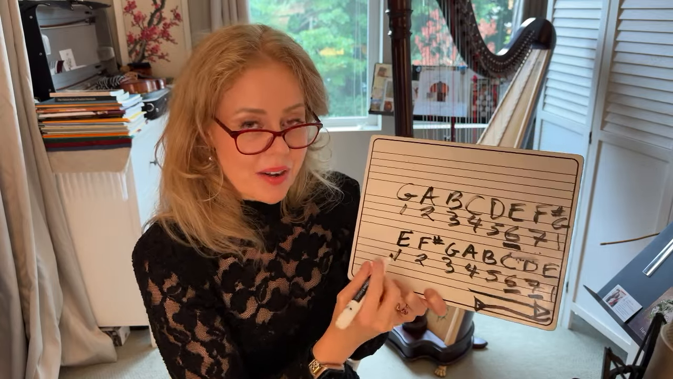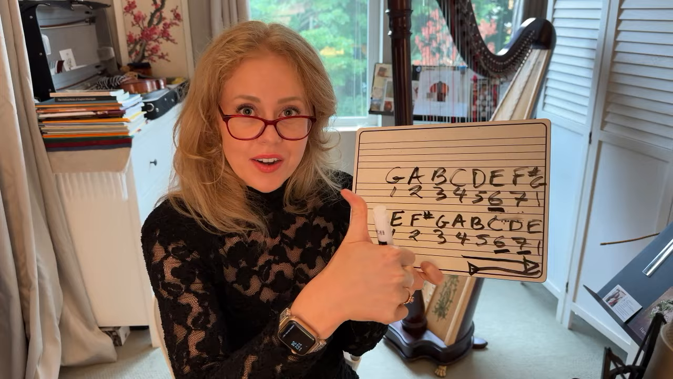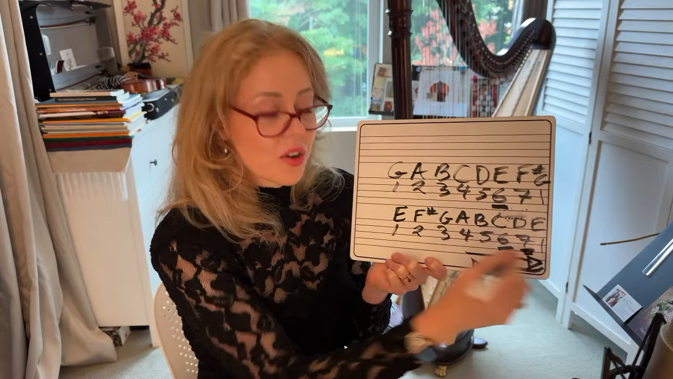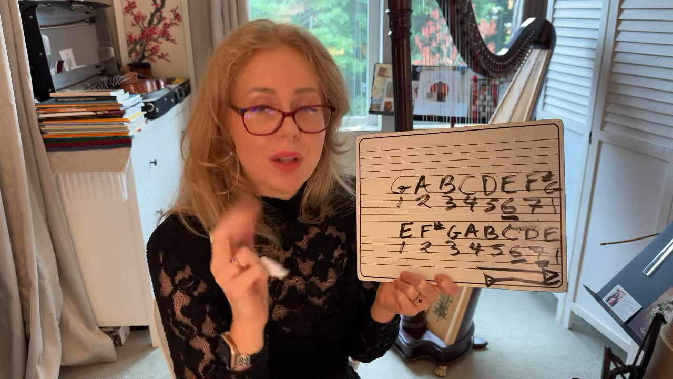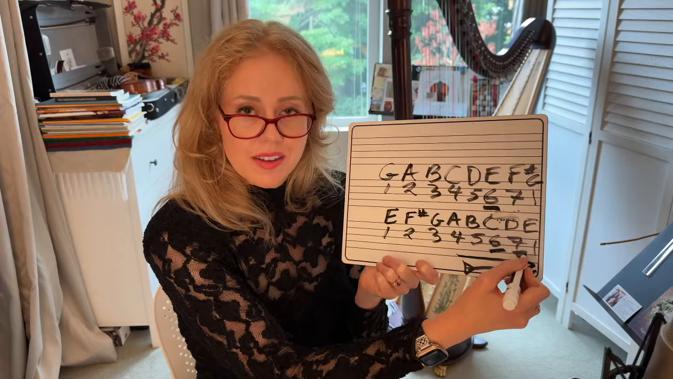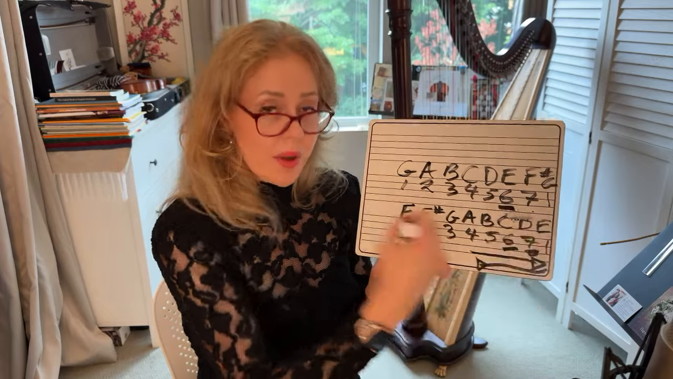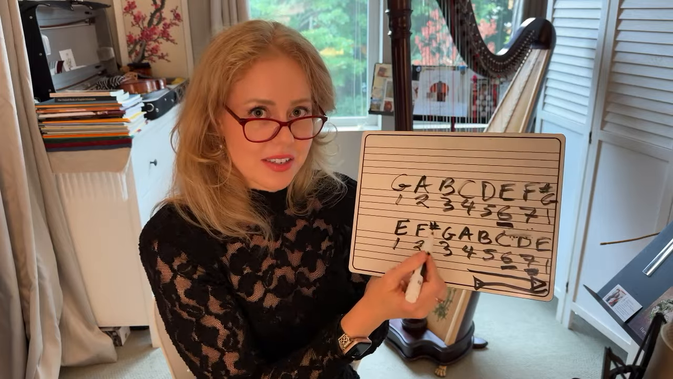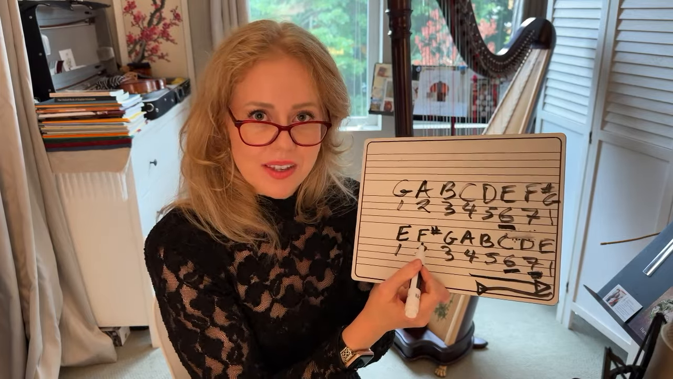That's the melodic minor. Let's review. Natural minor hasn't tweaked anything. Harmonic minor tweaks the seventh, raises the seventh. Melodic minor raises six and seven to get rid of the augmented second. On the way up, you raise it a half step, and on the way down, it's the natural minor. So whatever your key signature is, that's how you come down the scale.